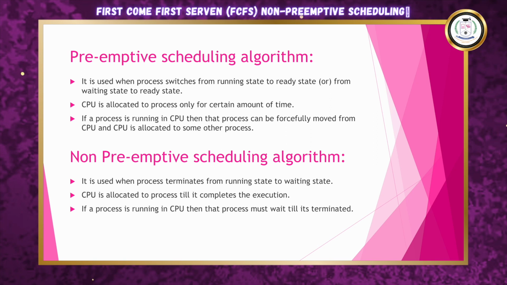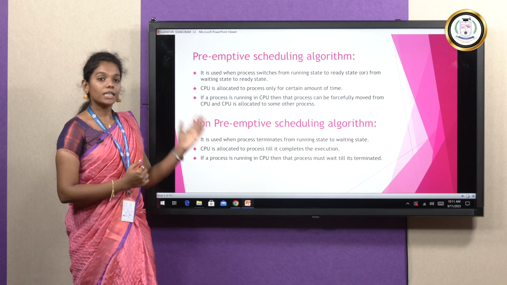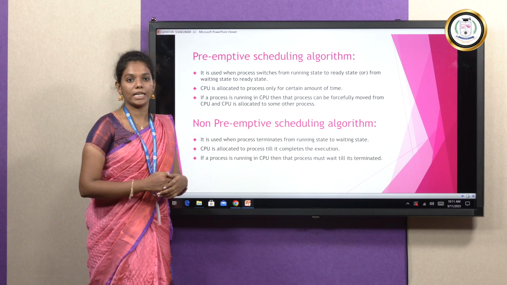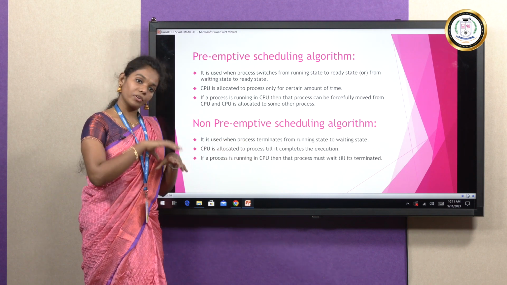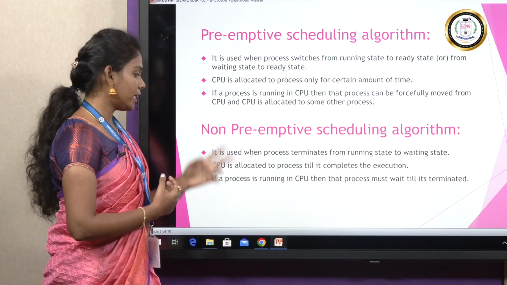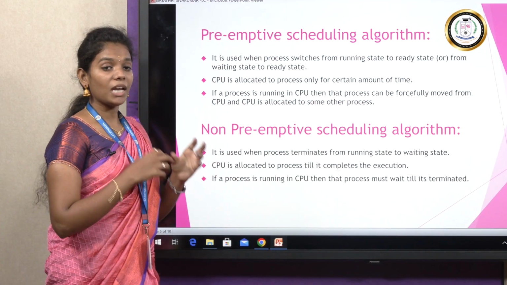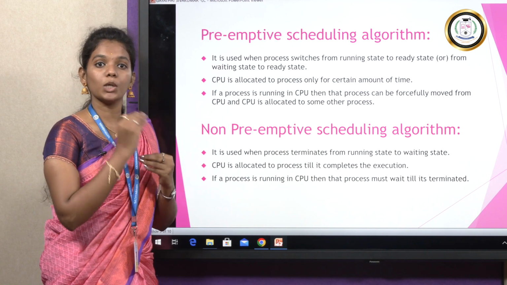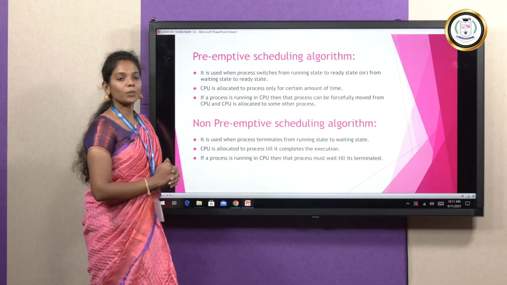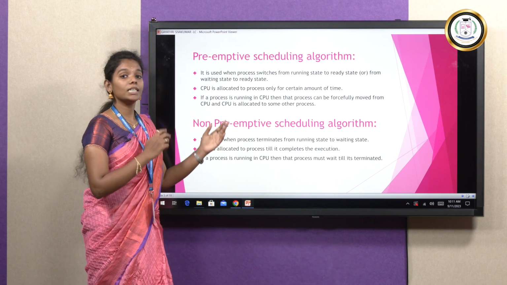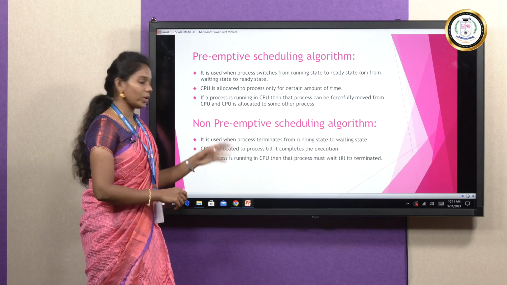And the next is non-preemptive. It is the complete opposite of preemptive, where the process switches from the running state to the waiting state. That is called non-preemptive scheduling. Here the CPU which has been allocated to the process waits till the complete execution is done. In preemptive it stays only for a certain amount of time, but here it stays until it completes its execution.